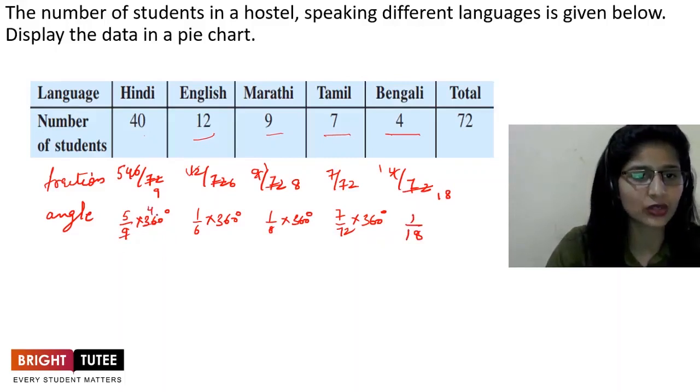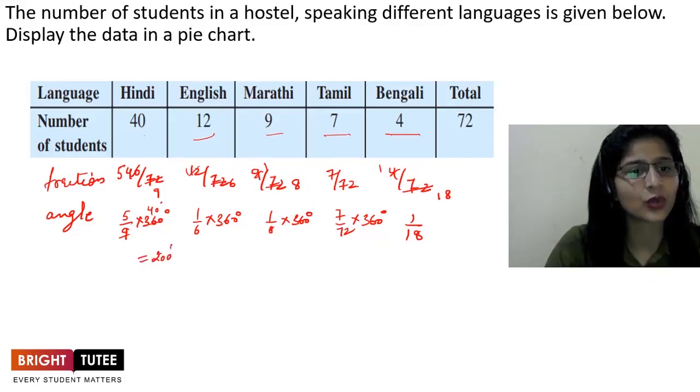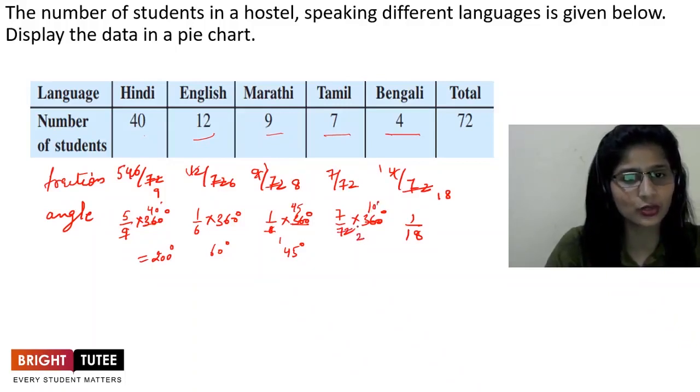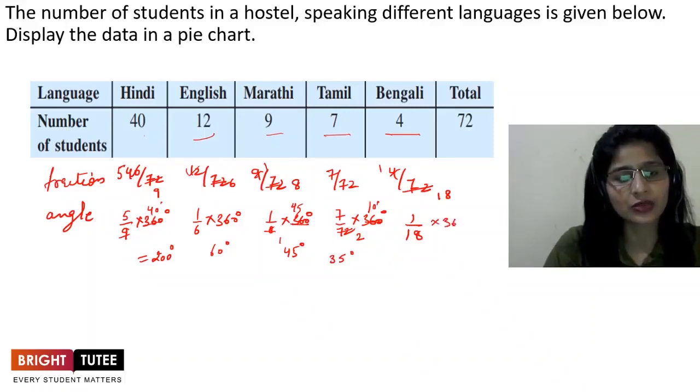9 fours are 36. So we have 40 degrees here. 40 degrees multiplied with 5, 5 fours are 20, we have 200 degrees. Clear? Then we have 1 upon 6 into 360. 60 degrees we get for the second one. And here 8 fours are 32, so it is 45 degrees. Then here we have 7 upon 72 into 360, which gives 70 degrees upon 2, that gives us 35 degrees. Okay. Then 1 upon 18 into 360, 18 twenties are 360, so we have 20 degrees.